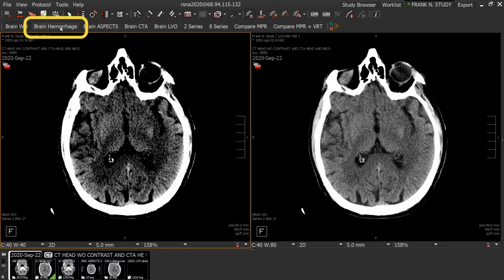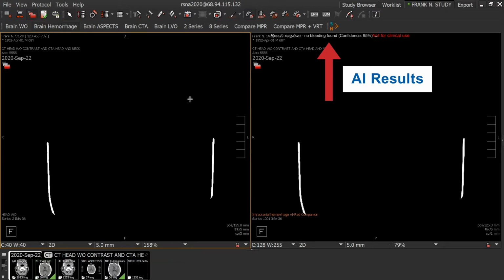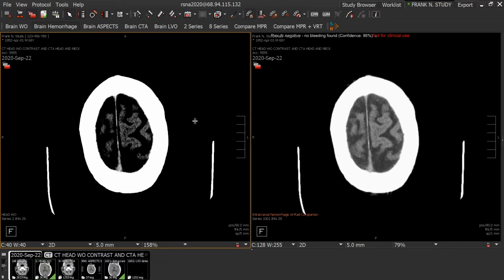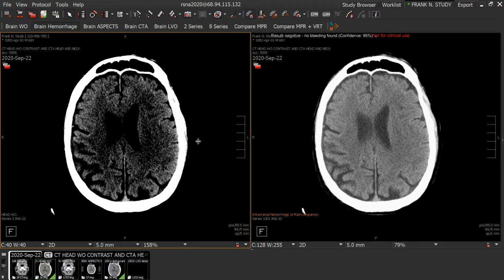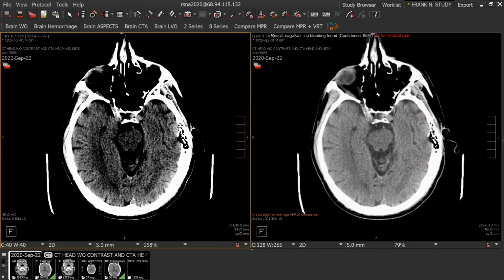After reviewing the images, the radiologist decides to review the brain hemorrhage results from Siemens AI RAD Companion stroke assessment. These results appear as another series on the right side of the screen. These images show the negative result for brain hemorrhage as a text marking within the image. The AI results for hemorrhage are negative with a 95% confidence reported.